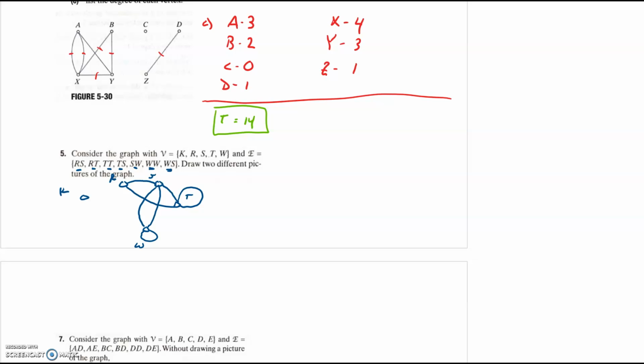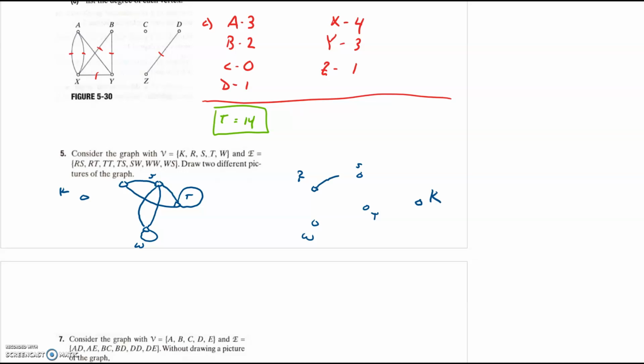Okay, if I want to draw another picture of that graph, what I could do, looking at how I drew this, I notice that K is all the way over here by itself because it doesn't have any edge associated with it. Then the R, S, T, and W, I can just put in a circle: R, S, T, and W. And then we go through and we draw the edge set again.